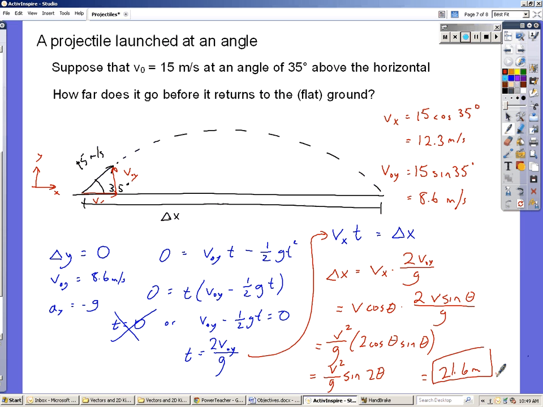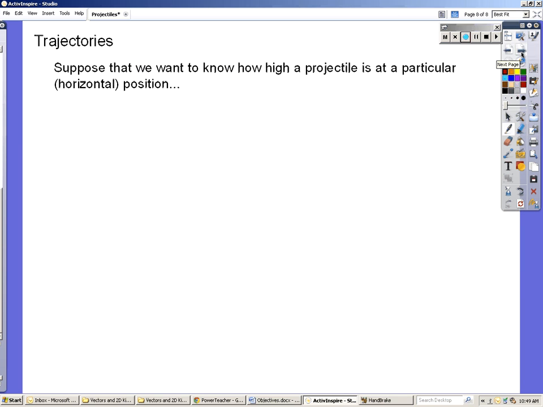So far, so good. Now let's take the same projectile. Oh, wait, not the same projectile. Deleted a slide there. Let's say we want to get a trajectory. So you want to know how high the projectile is at a particular horizontal position. So before, what we've gotten is x as a function of t and y as a function of t, given by the equations x equals vx times t and y equals v naught y times t, not plus, but minus 1/2 g t squared.